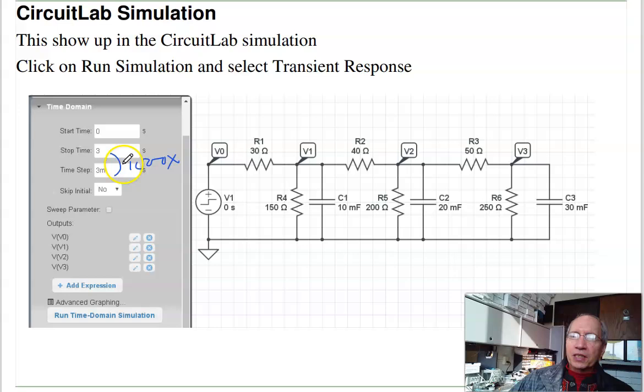That gives me 1,000 points on my plot. 1,000 is a nice number. 1,000 gives you a nice clean plot. If I do 1,000,000 points, it just takes a long time to run. 1,000 is good enough. And then run.